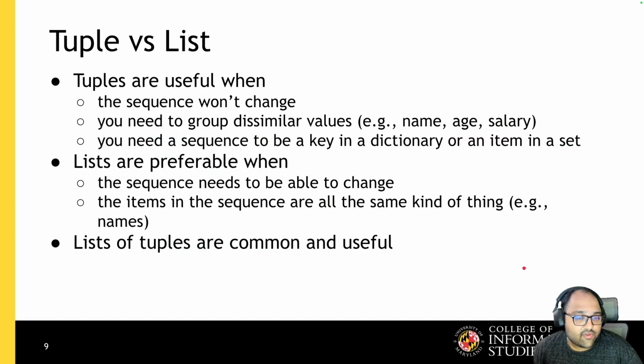So tuples are very useful when the sequence won't change and you need to group dissimilar values, for example, name and age and salary. And you need a sequence to be a key in a dictionary or item in a set. But lists, on the other hand, are preferable when the sequence needs to be able to change and the items in the sequence are all the same kind of thing. Lists of tuples are very common and useful, right?